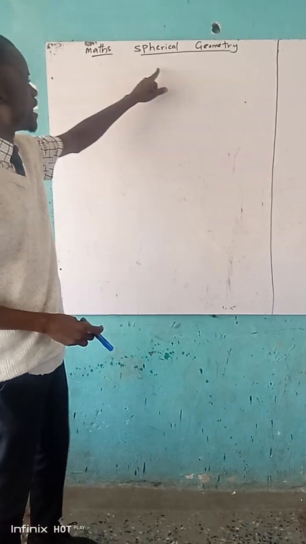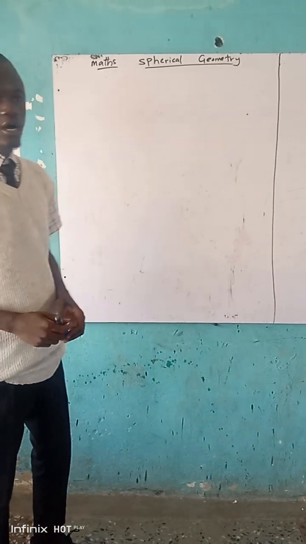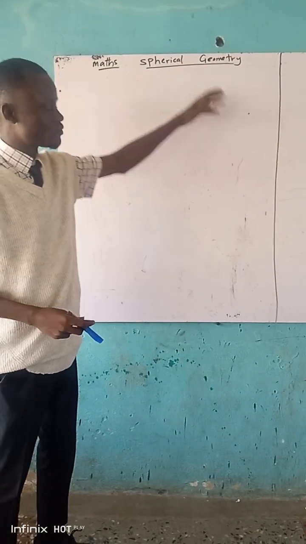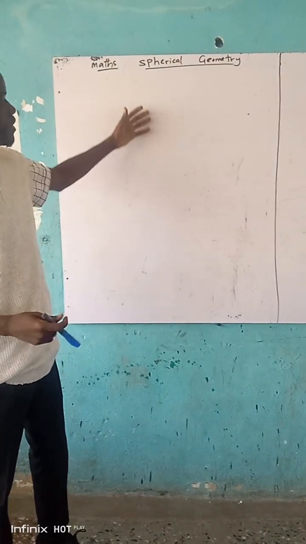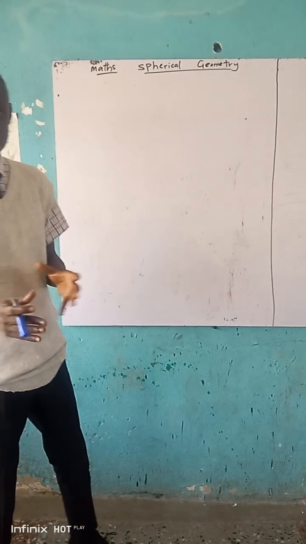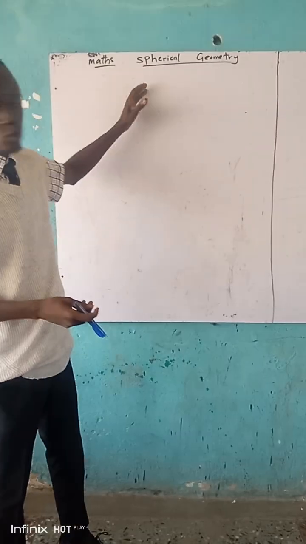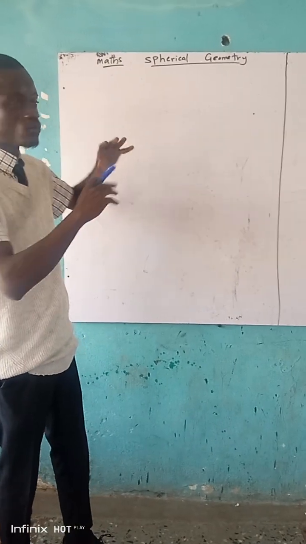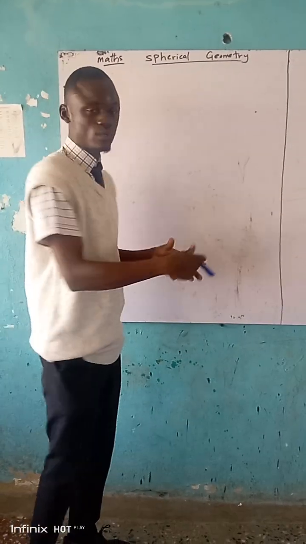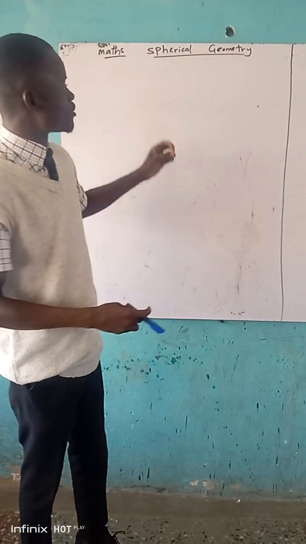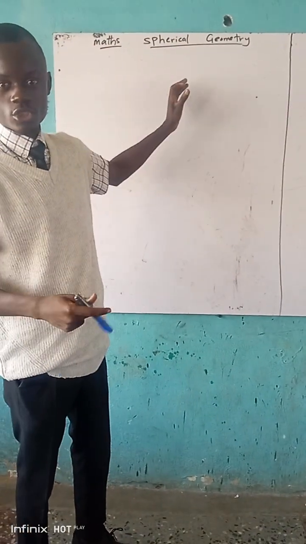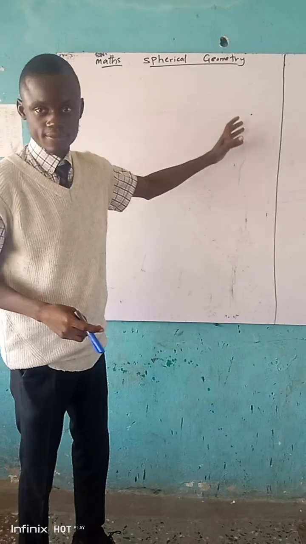Today, we will be looking at spherical geometry. Now, when we talk about spherical geometry, what do we mean? When we talk about spherical geometry, it has to do with measurement around the globe. Anything that has to do with a sphere has to do with a circular form. So we are going to look at basically the introduction to spherical geometry today.